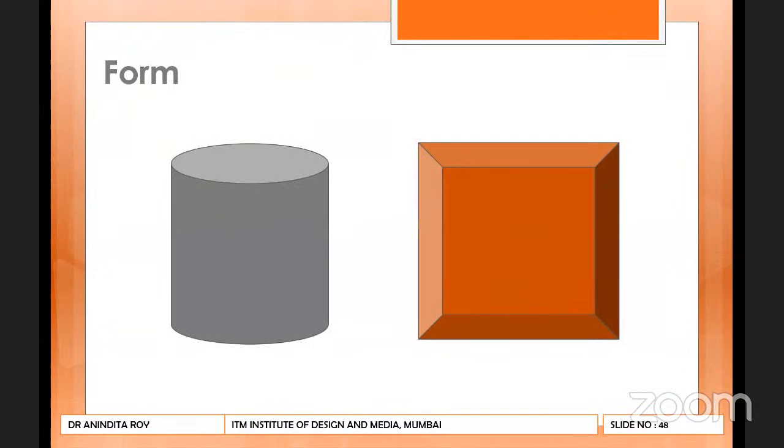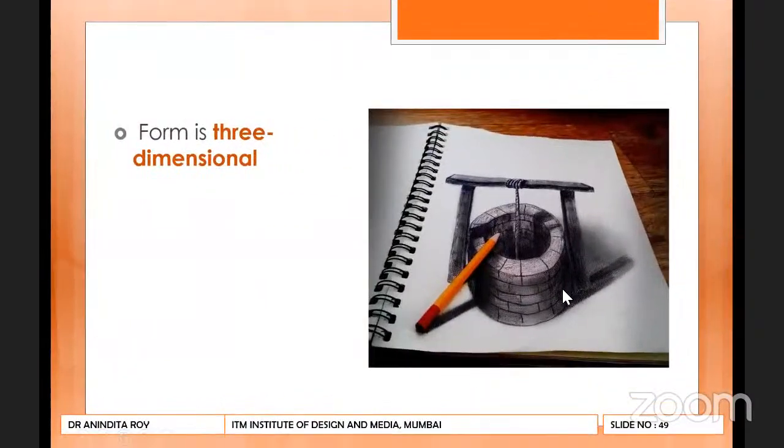Then we come to forms. Actually, everything in our surroundings is basically forms. The chair on which you are sitting is formed of many cuboids. Maybe a table leg is cylindrical. There's, of course, the gas cylinder at your home. So everything around us is three-dimensional, right? We live in a three-dimensional world. So when we use the word form, it is three-dimensional. And we can always create a three-dimensional effect on a two-dimensional paper also. It's a kind of illusion.